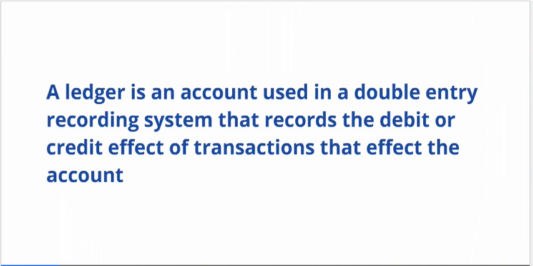So what do we mean by a ledger? Well, it's an account used in a double entry system that records the debit or credit effect of transactions that affect the relevant account. So we don't use ledgers in a single entry system. We just use journals, and then we go from the journals to the reports, the income statement, balance sheet, cash flow. In a double entry system, we use ledgers, then we total them up, balance them off, close them off if they're revenue and expenses, do a trial balance, and then we do our outputs, our reports.